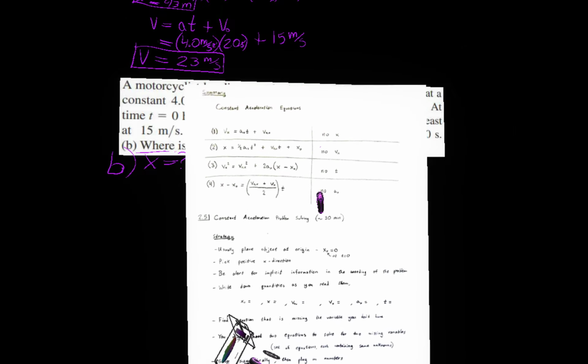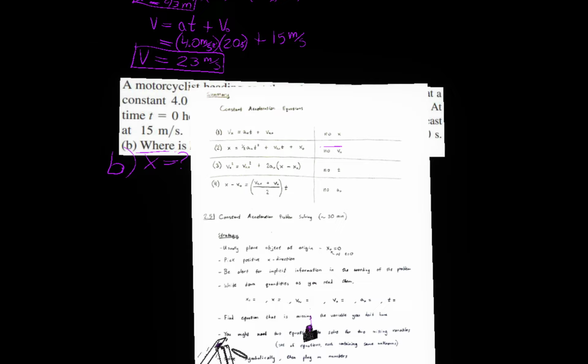Oh, never mind. This is not x, this is v naught x, so we don't even have x in that equation, and so it wouldn't even solve for what we want. And then 2, x equals, well, that's looking promising so far, but look at all these t's in here, and we don't know what t is at this point, so we can't use 2 either.